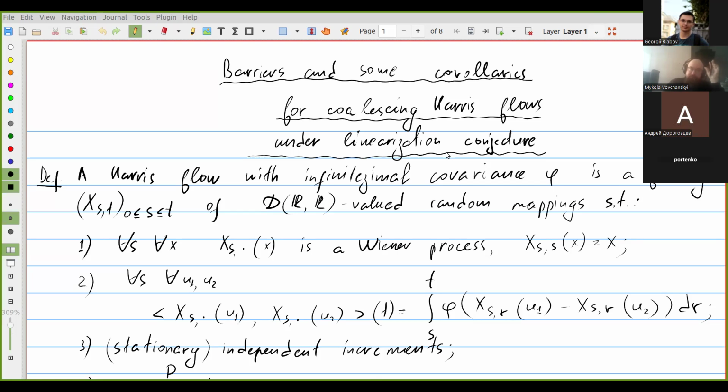I will repeat them in case it's really needed: we will talk about anti paper and some application of it for coalescing Harris flows and triple collisions. And in particular, this is work in progress.